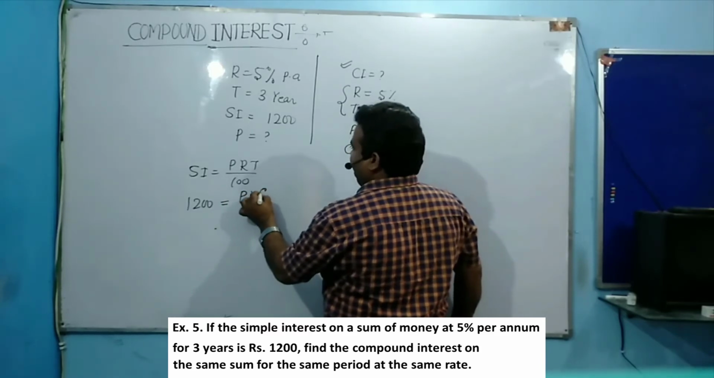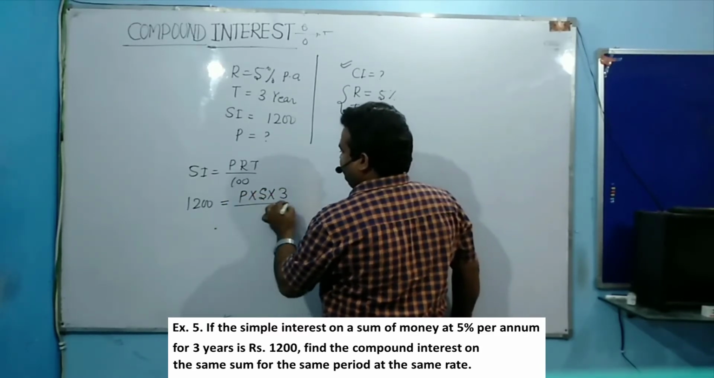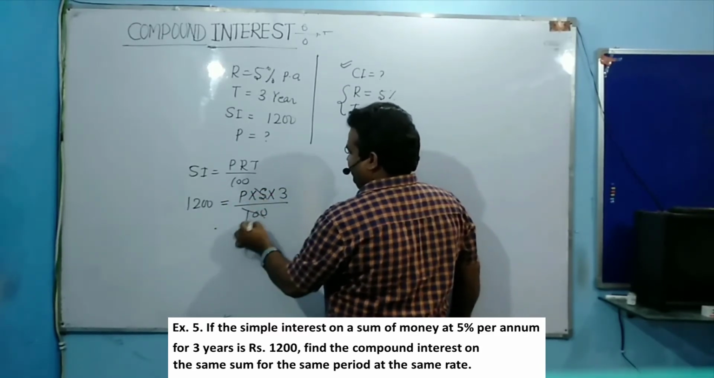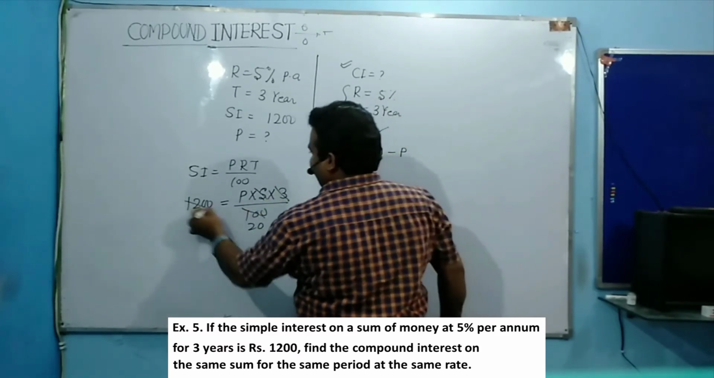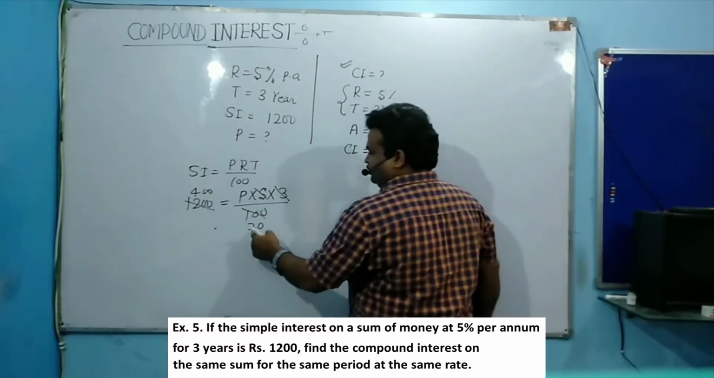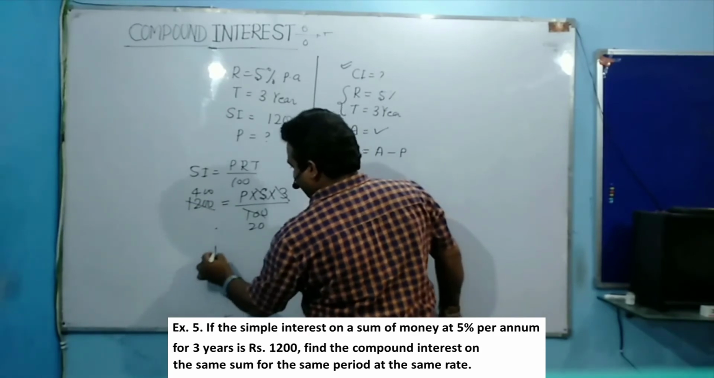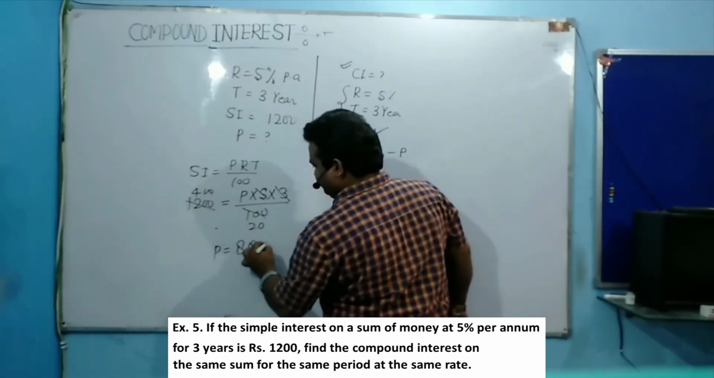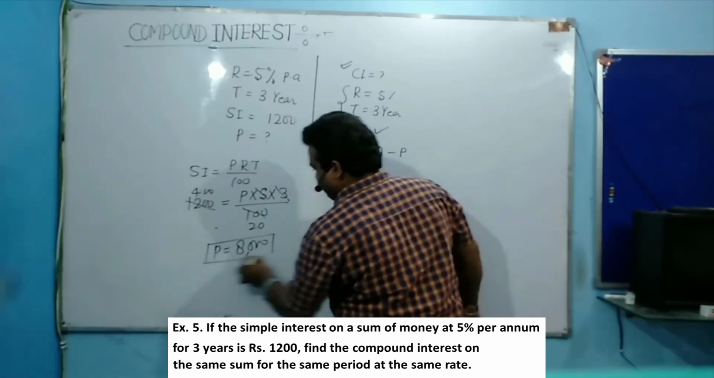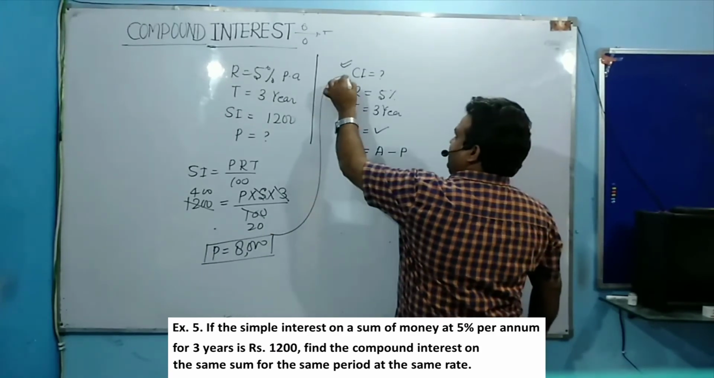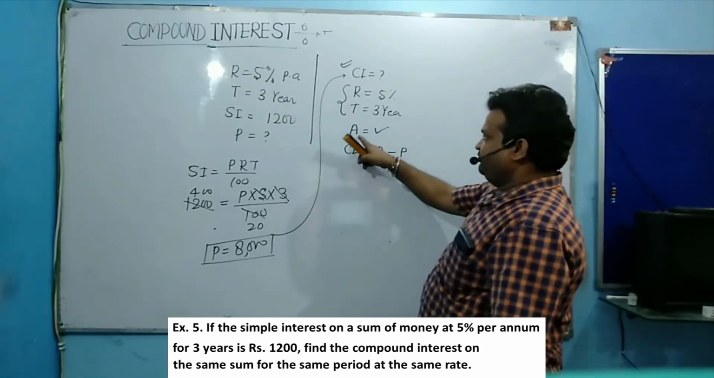R value is 5, T value is 3, divided by 100. 5 times 3 is 15, so 5, 2, 4, the 8. So my P value is 8000. Now you apply this to calculate the compound interest, starting with A.